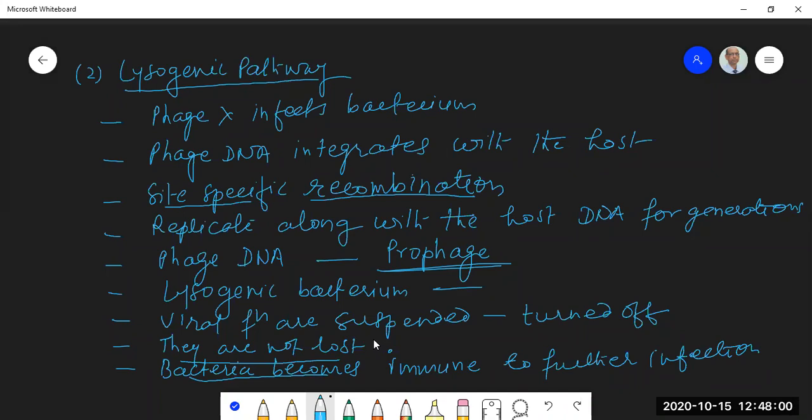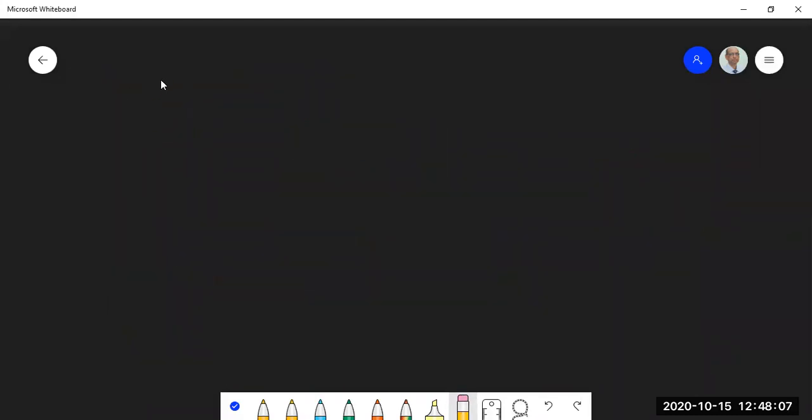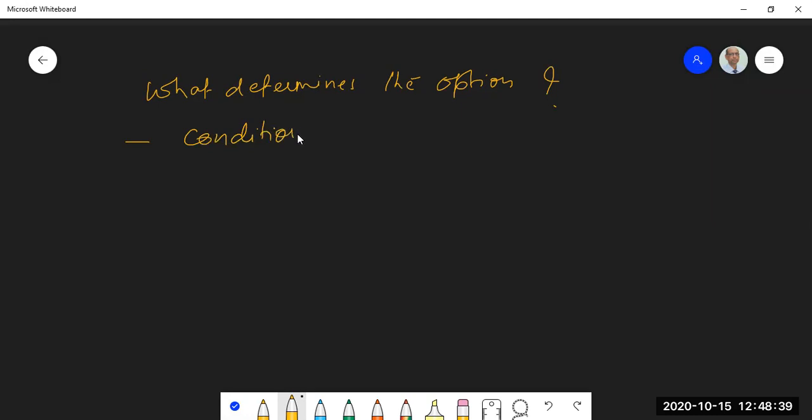This is an important point, and why it is so, we'll discuss a little later also. Now, these two pathways, lysogeny and lytic, are beautifully interlocked. We really do not know right now what determines the option, whether to go for the lytic pathway or the lysogenic pathway. There could be two possibilities. One is the conditions, both environmental conditions and nutrient supply.